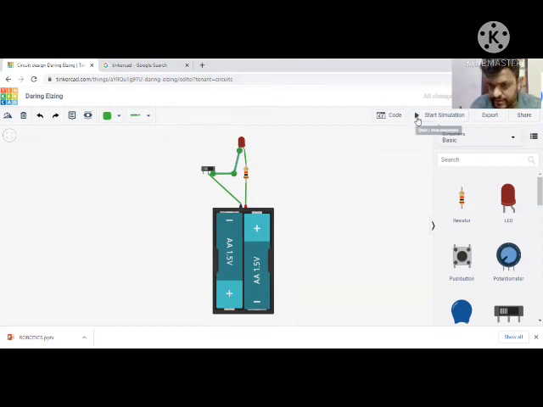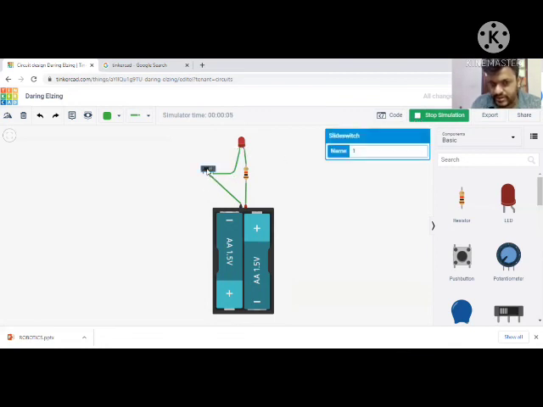Now when we give start simulation, look here. Now it is not blinking. When we turn the switch on, it is blinking. When we switch it off, it is off. You can see that switching on, off. In this manner, when we need power, we can switch it on. Now it is off, and now it is on. You can see here. So we can change the color.